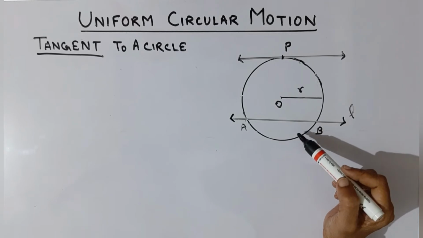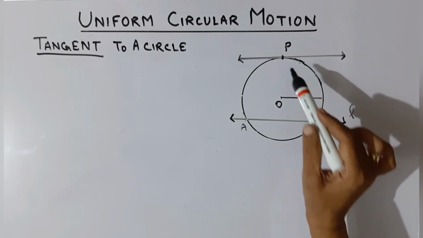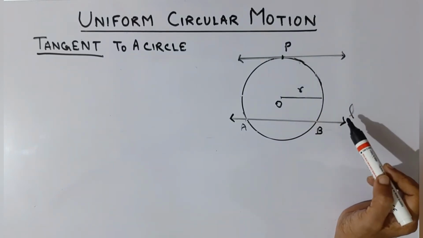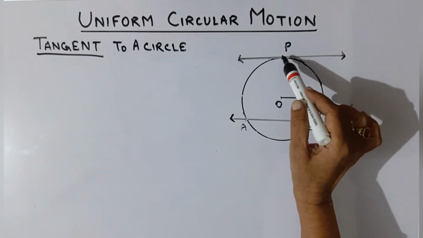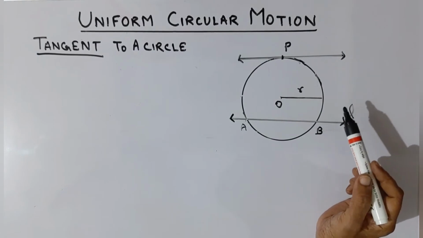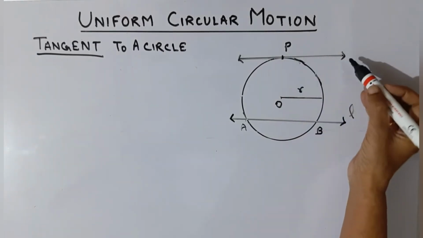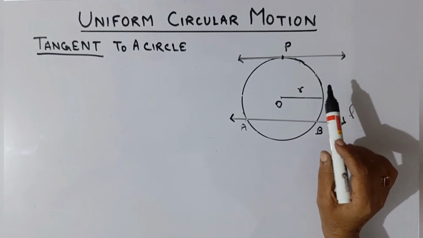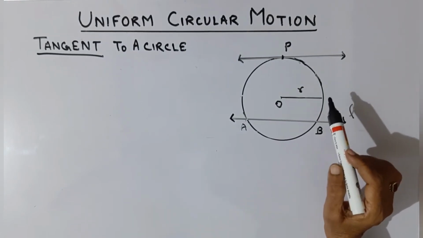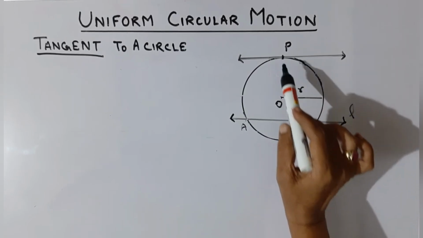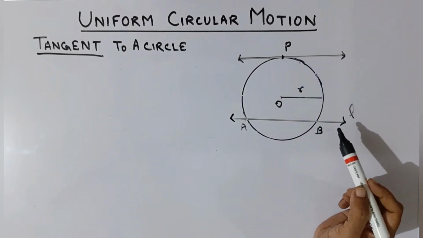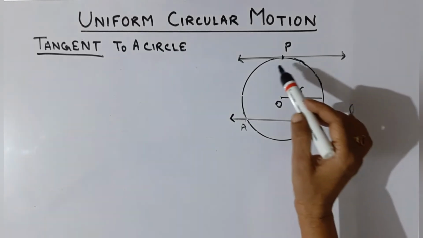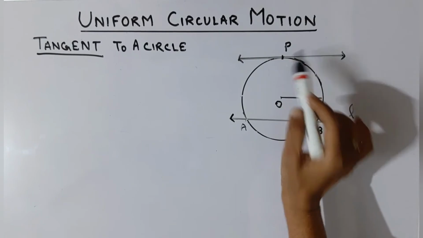If we go on moving the line L, there will be a point P when the line will intersect the circle at that point only. And the line L will then be called a tangent. So we can define a tangent to a circle as the line which intersects the circle at only one point. I repeat, a tangent is a line which intersects a circle in only one point.